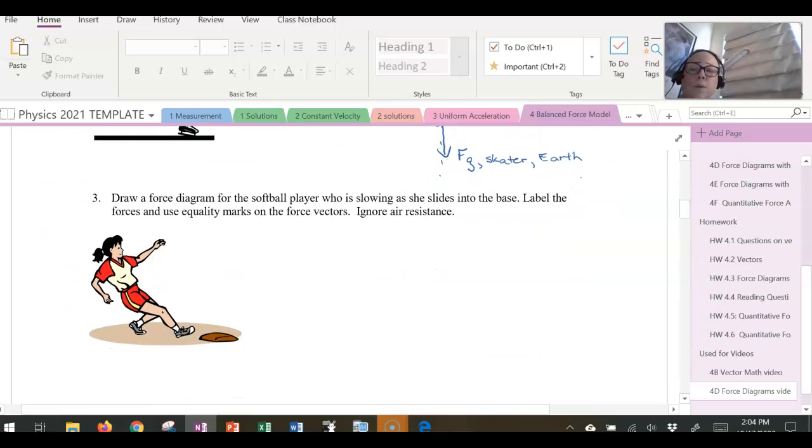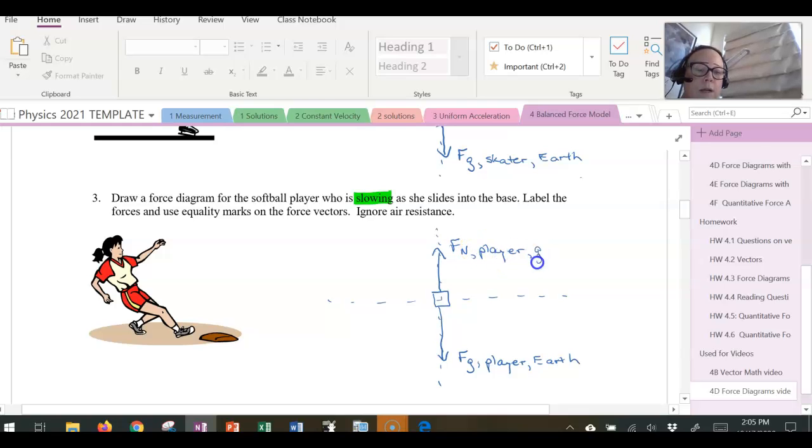What about this one? Here we have a softball player who is slowing down. Her speed is changing. She's moving more slowly as she slides into base. So let's look at the forces in this situation. So the softball player has a weight. That's the force of gravity on the player, and it's being exerted on her by the earth. She's not falling through the ground because there's a normal force being exerted on the player by the ground.